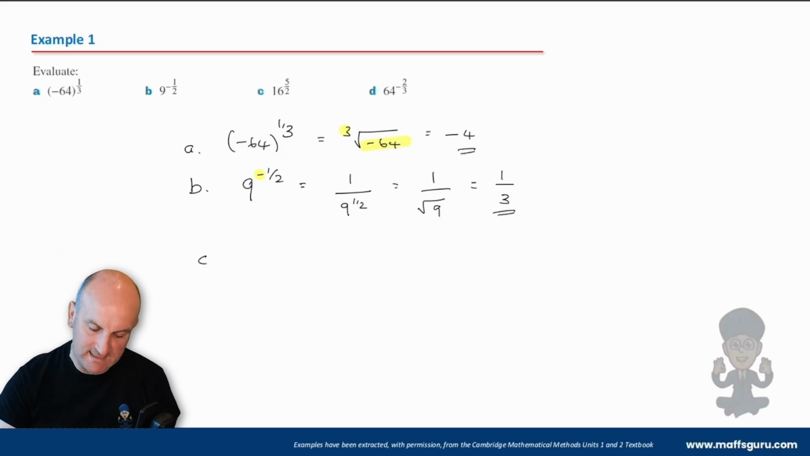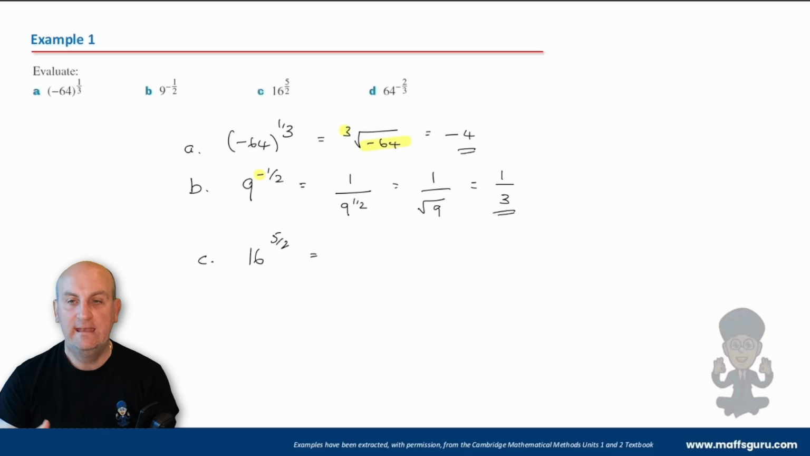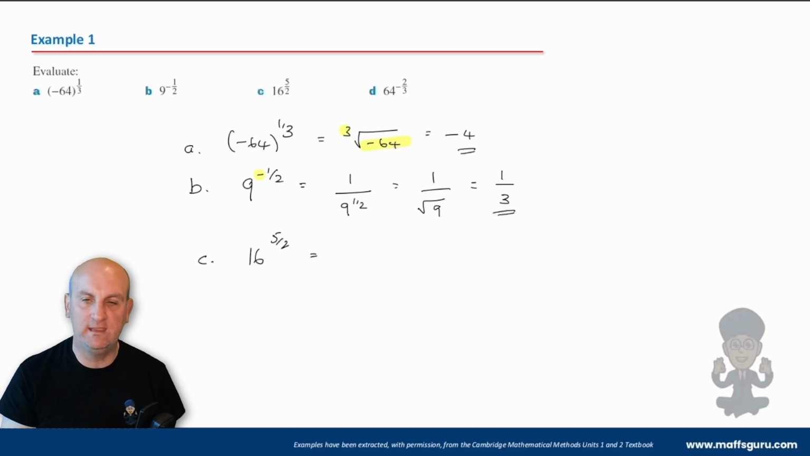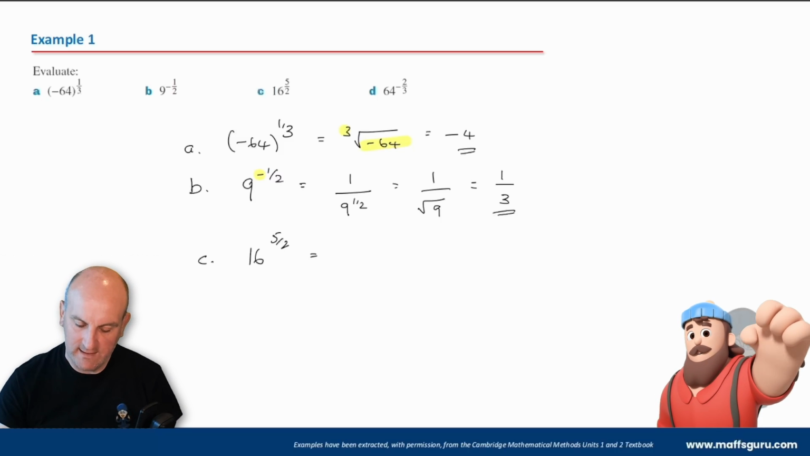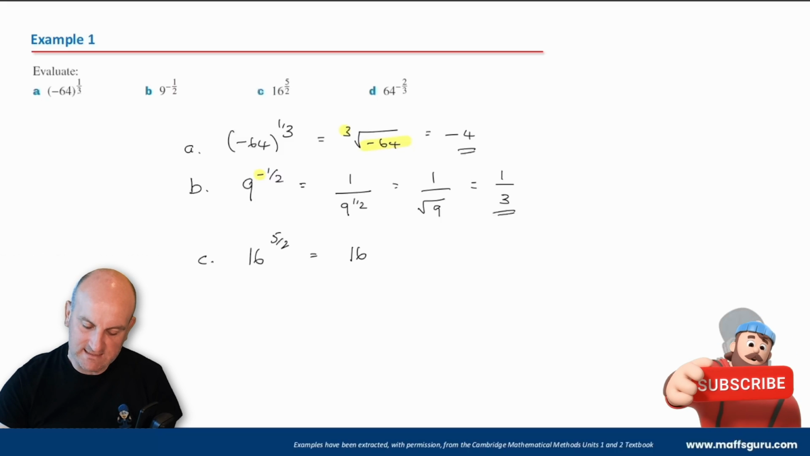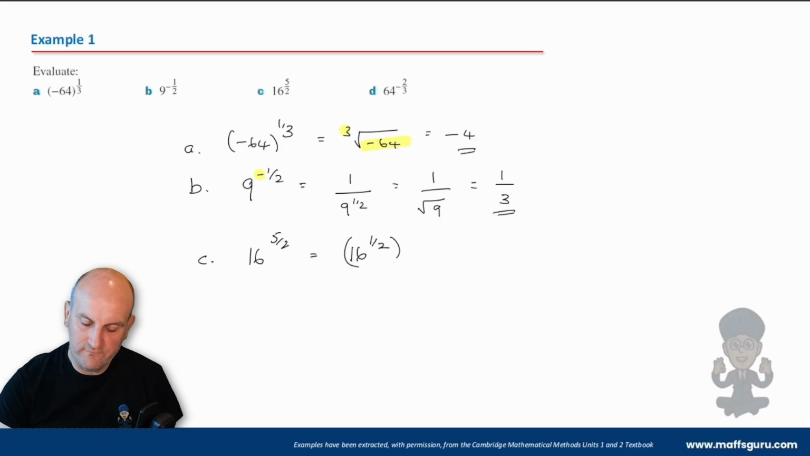What about part C? 16 to the power of 5 on 2. Now, this is the example that I'm sort of saying. Because it's not 1 on something, it's 5 on, we can actually split that up. And there are two ways. We can either have 16 to the power of 1/2, all to the 5, or 16 to the power of 5, then to the half.